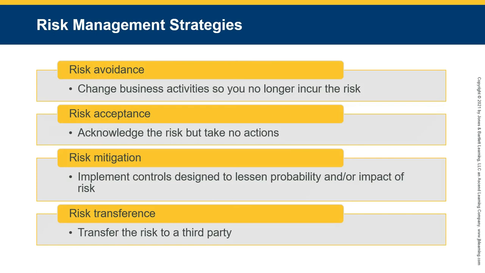Risk management strategies. Risk avoidance: change the business's activities so you no longer incur the risk. Risk acceptance: acknowledge the risk but take no action. Risk mitigation: implement controls designed to lessen the probability or impact of the risk. Risk transference: transfer the risk to a third party.